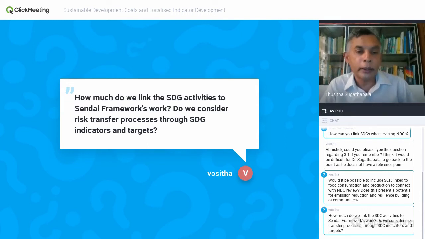How much do we link the SDG security to the Sendai framework? Do we consider risk transfer processes in SDG indicators and targets? I am not very familiar with this framework. Can you elaborate a bit more, Yoshita?